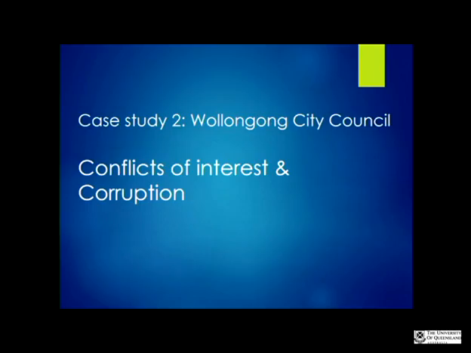So our second case study, this is Wollongong City Council, and this is all about conflicts of interest and corruption. And conflicts of interest is a really quite a difficult area. It is such a thin line to walk between doing what your moral compass says is right and doing what other people tell you you should be doing. And this one's just really out there. It's quite an obvious case of conflict, but there's much more subtle ones, and in many ways they're the more difficult ones when you're dealing with it personally.